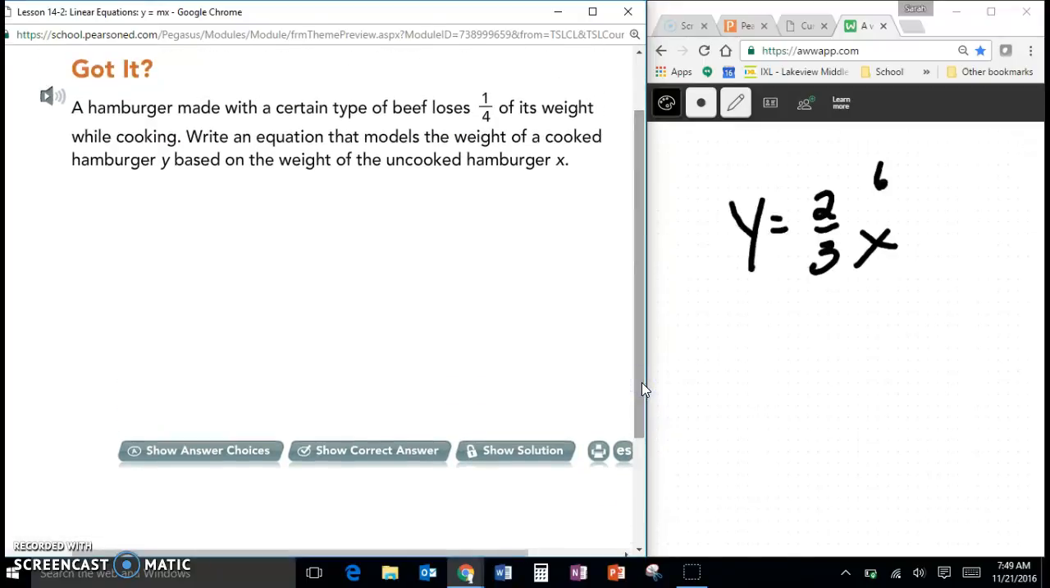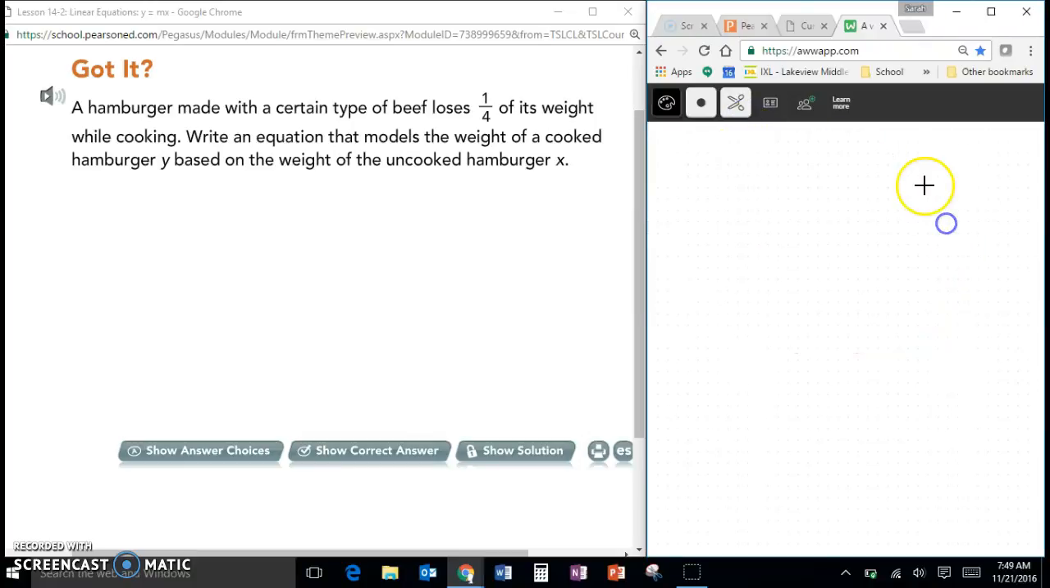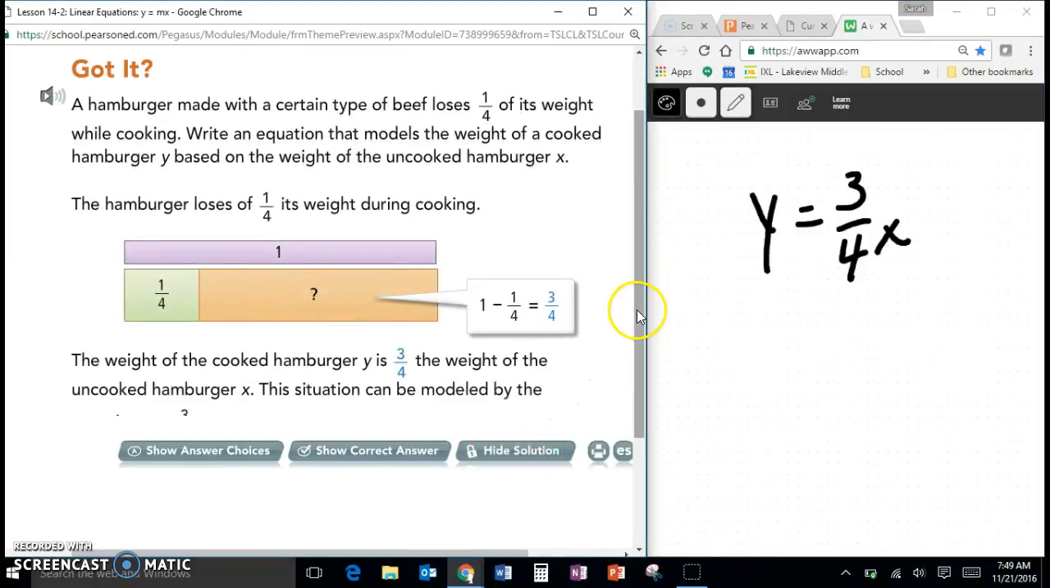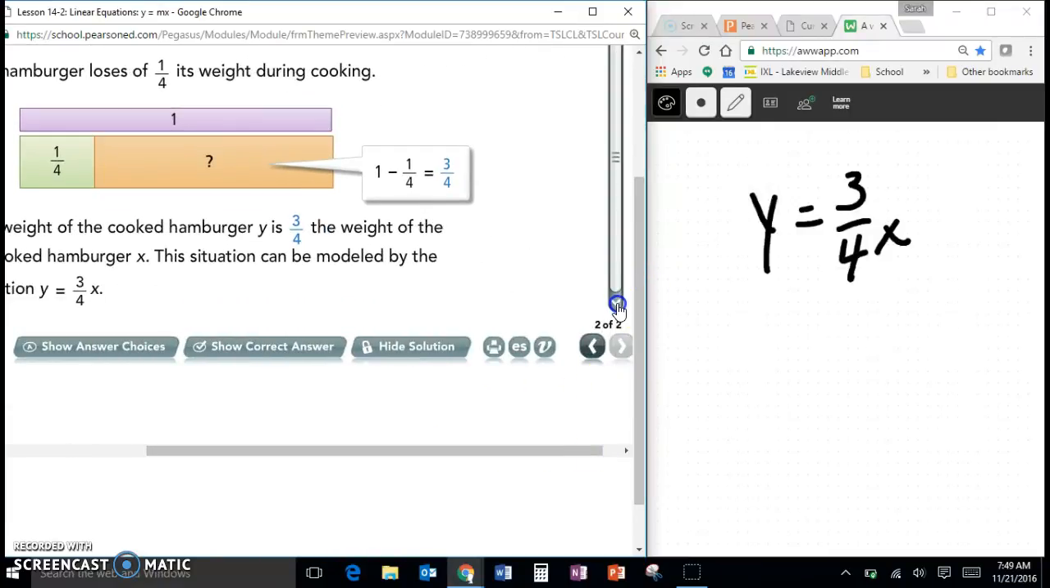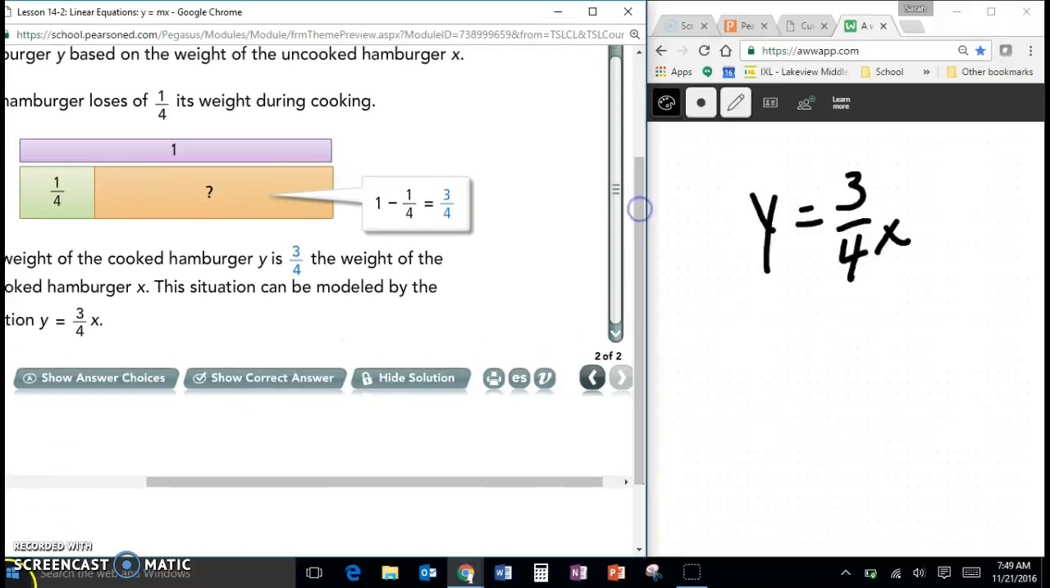Okay, it says a hamburger made with a certain type of beef loses 1/4 of its weight when cooking. Write an equation that models the weight of a cooked hamburger y based on the weight of the uncooked hamburger x. So if it loses 1/4, I'm pretty certain your equation would be y equals 3/4 x. Yes, y equals 3/4 x.